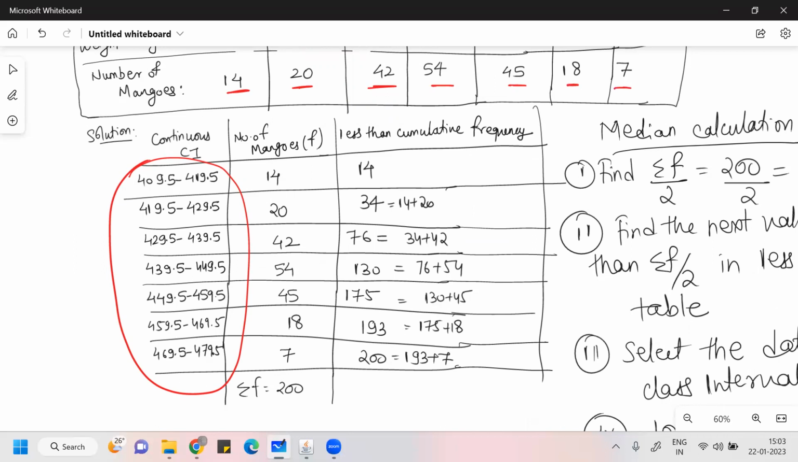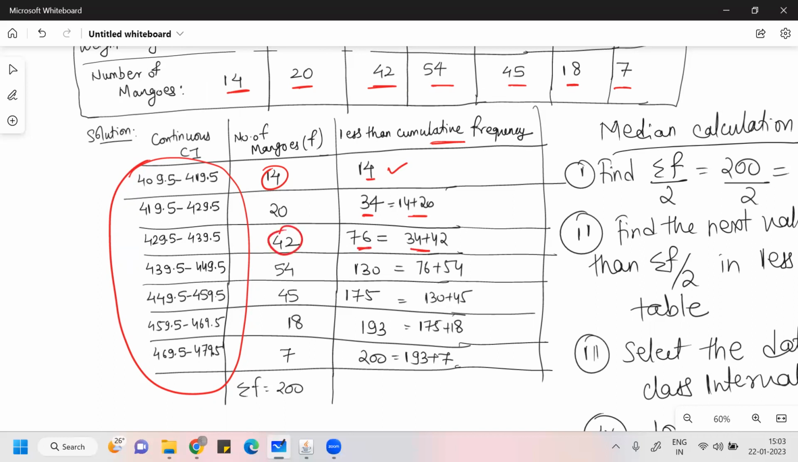Once you write them vertically, in order to work on the median calculation, and the same thing you follow for quartiles also, you have to write the less than cumulative frequency. So here you write 14. 14 is the cumulative frequency for this. Next it would be 34, which is 14 plus 20. Then the next would be 34 plus 42, and you will get 76.